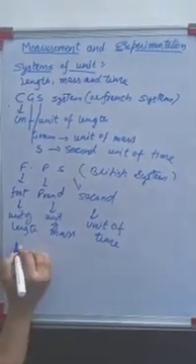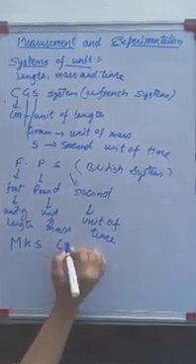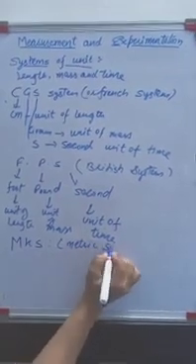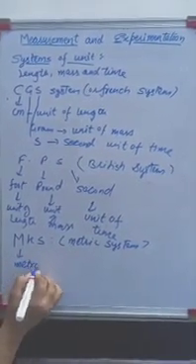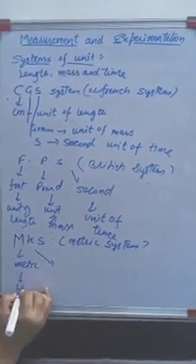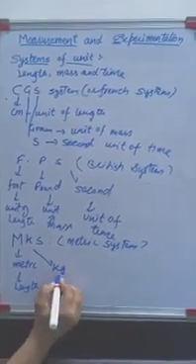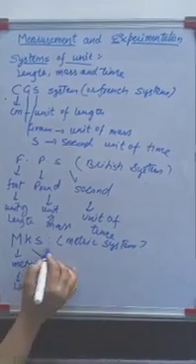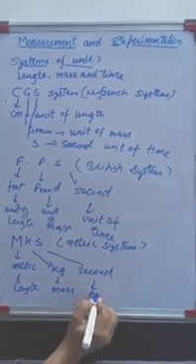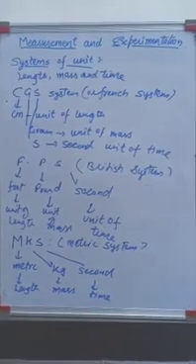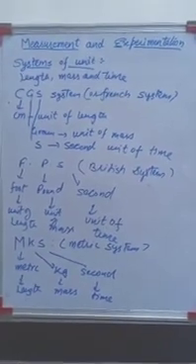And last one is your MKS. MKS system, or you can say it metric system. In metric system, M stands for meter. Meter is the unit of length, right? K stands for kilogram, and kilogram is what? It is the unit of mass. And last, S is for second, and this is unit of time. So we are having three systems: CGS, FPS and MKS, and with their names also you can get their full forms.